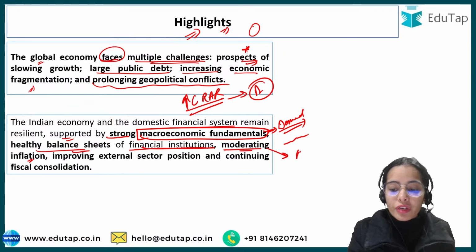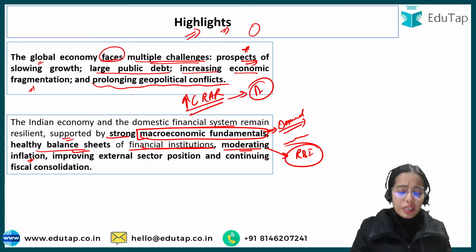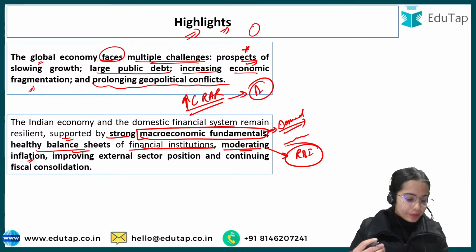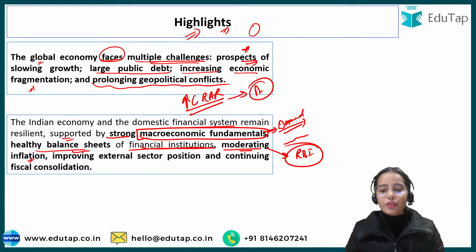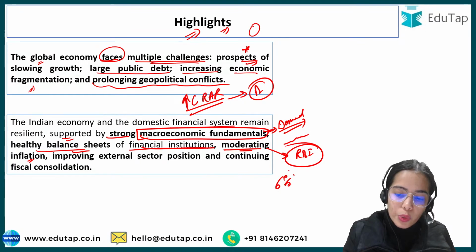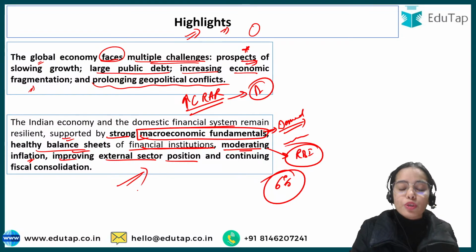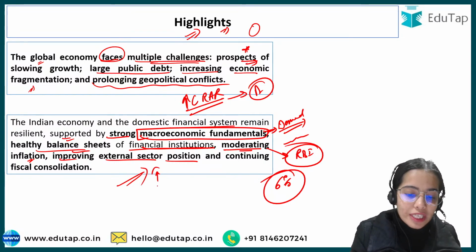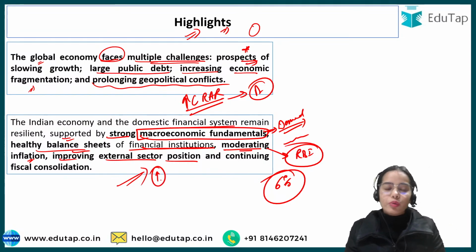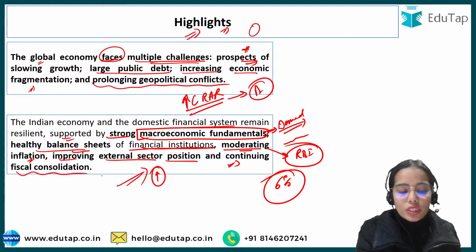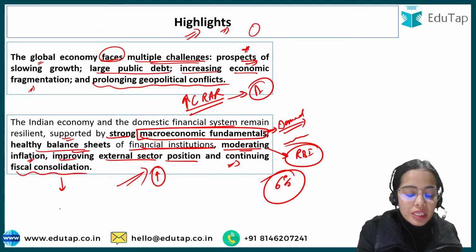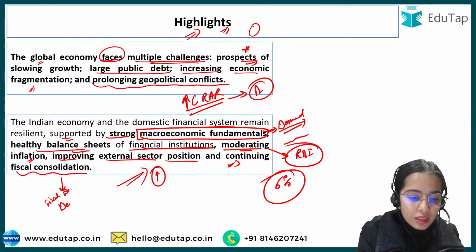Moderating inflation: the Reserve Bank of India is continuously looking after the inflation, trying to moderate the inflation, trying to bring the inflation below 6%. Improving external sector position: our external sector position is also improving. Our exports have actually improved in the last few months. Continuing fiscal consolidation: fiscal consolidation means we are trying to reduce our fiscal deficit.